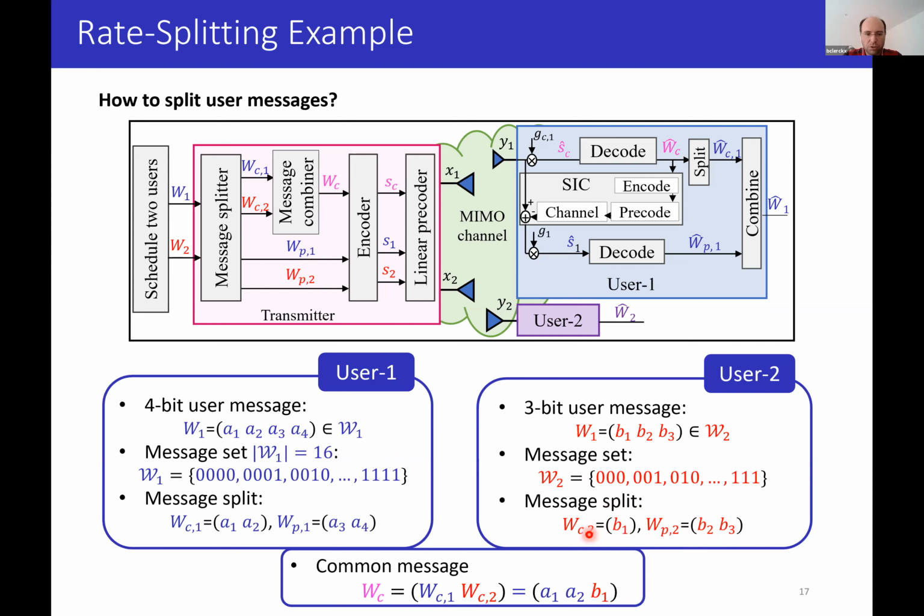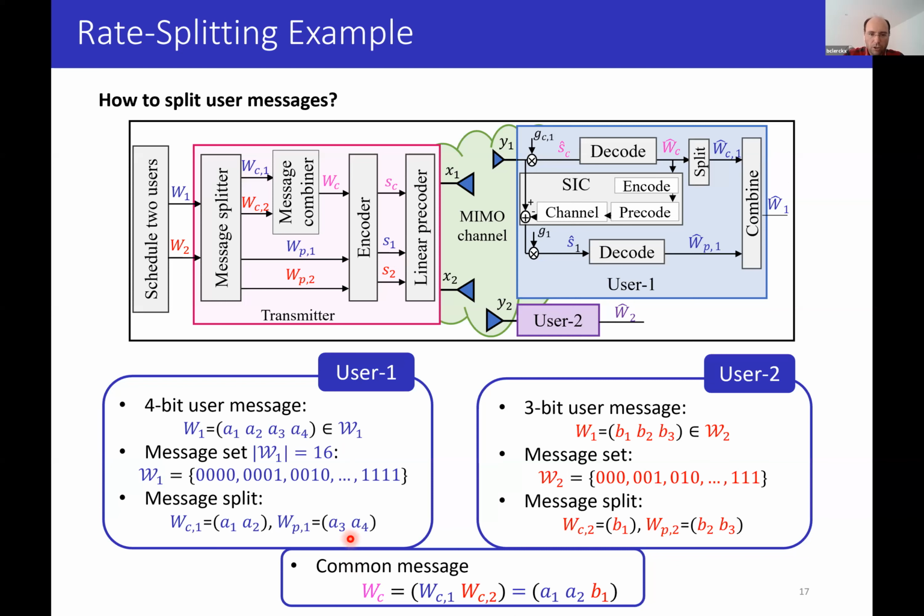And then we take WC1 and WC2, and we combine them together into a common message. So I have 2 bits for user 1, A1, A2, and 1 bit from user 2. So I have 3 bits. And now I can encode and modulate that. I have 3 bits, so I can map this onto an 8 PSK symbol, for instance, for the common stream.